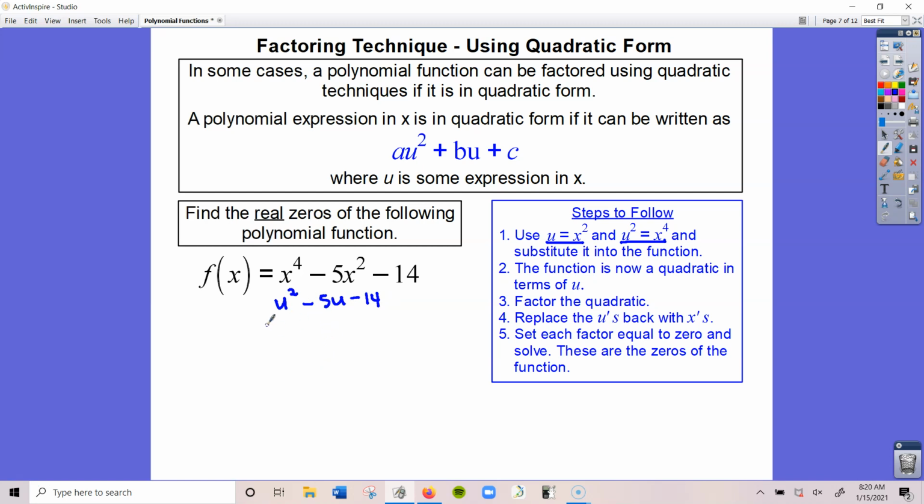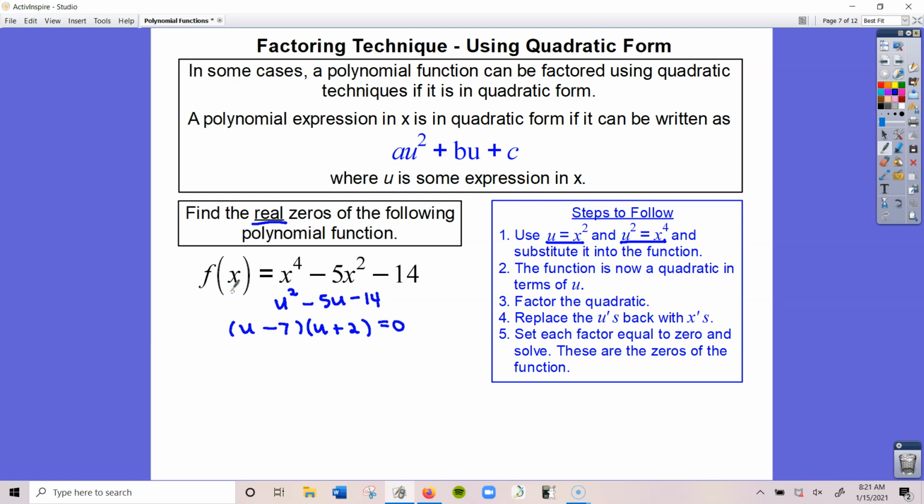And we can factor this by doing what we always do. What two numbers multiply to give you negative 14 and add to give you negative 5, which would be negative 7 and positive 2. Now the whole point of this is that we're going to find the real zeros. So you're going to see now what that means. So we make this equal to 0.